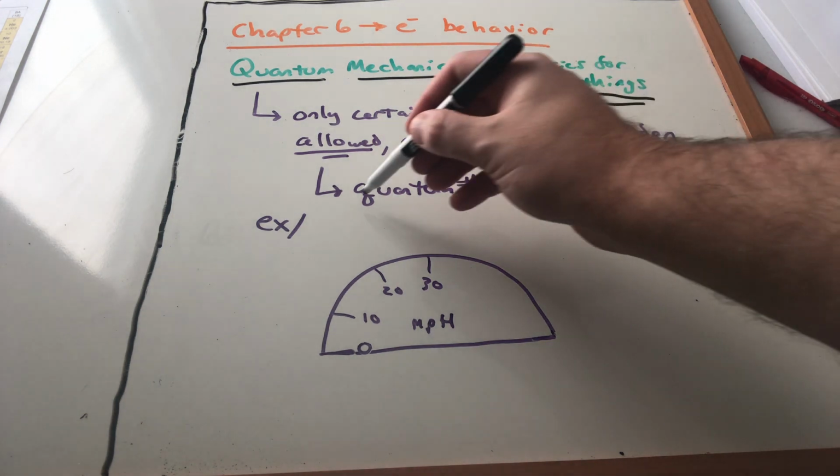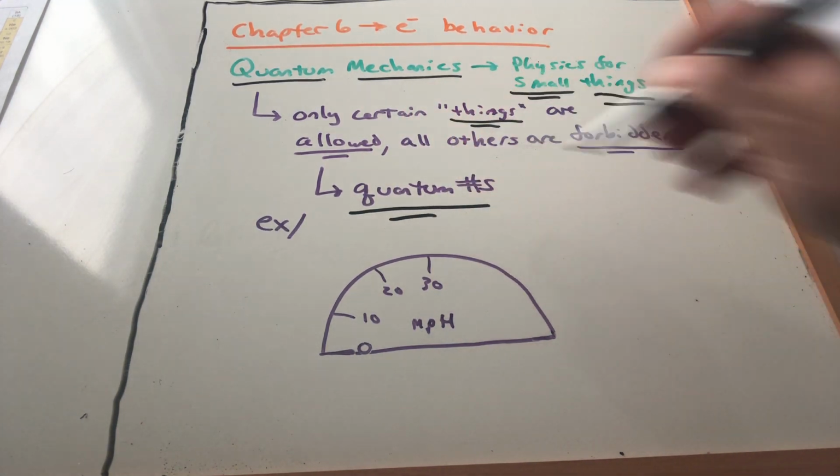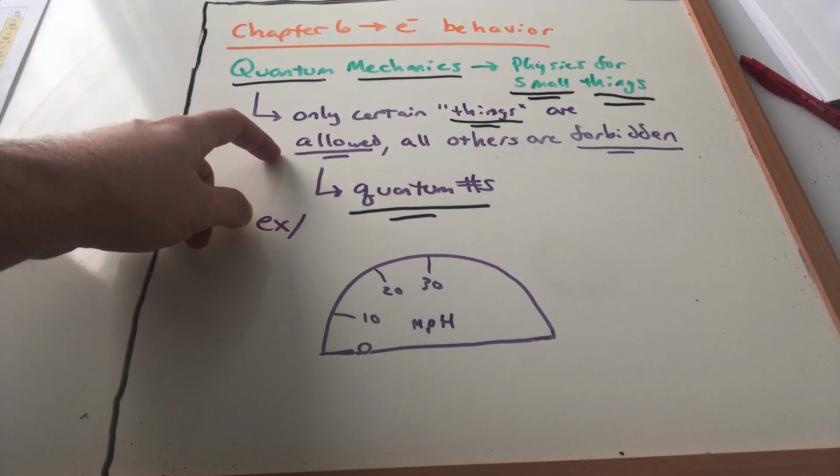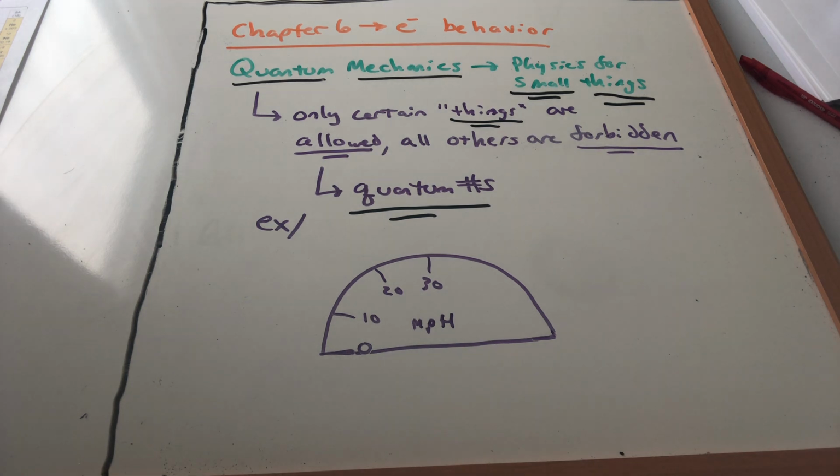When something's allowed, it gets what's known as a quantum number. And that just describes the list of things that are allowed. And if you're not on that list, then you'll never, ever, ever have that value. If you're not on that list, you're forbidden, and you never, ever observe it from an experimental standpoint.